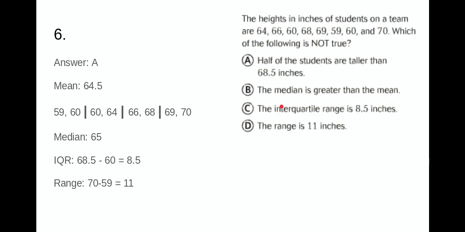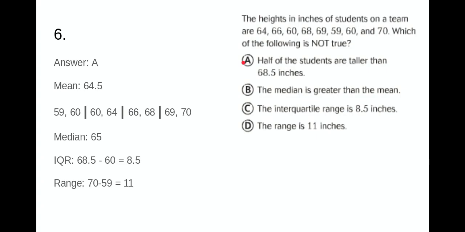C, interquartile range is 8.5. That is also true. Here is my Q3 and my Q1, and I subtract them, and I get 8.5. And my range is 11. That is also true. So that really only leaves us with A by process of elimination.